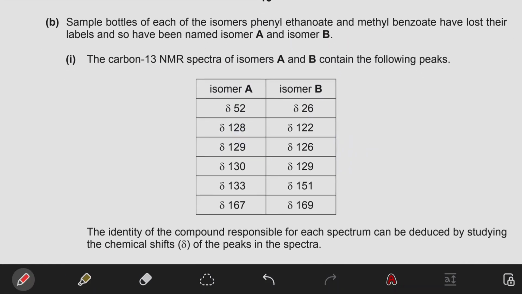Sample bottles of each of the isomers phenyl ethanoate and methyl benzoate have lost their labels and so have been named isomer A and isomer B. The carbon-13 NMR spectra of isomer A and B contain the following peaks.